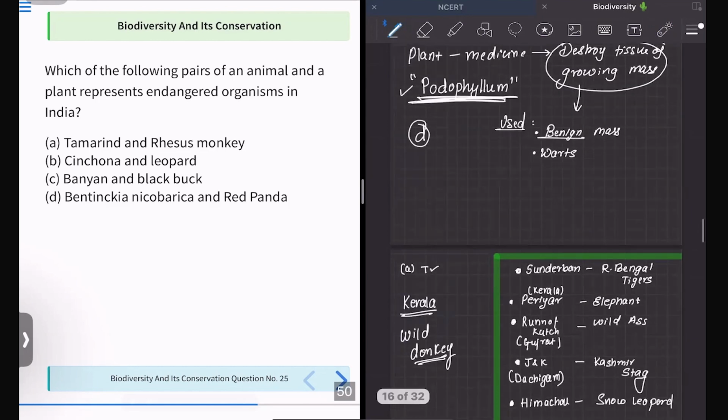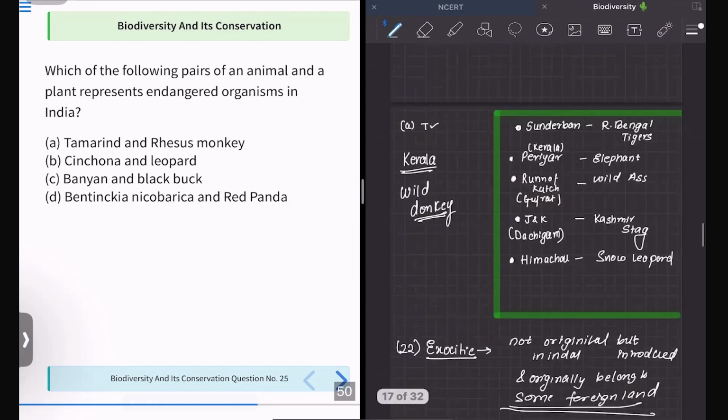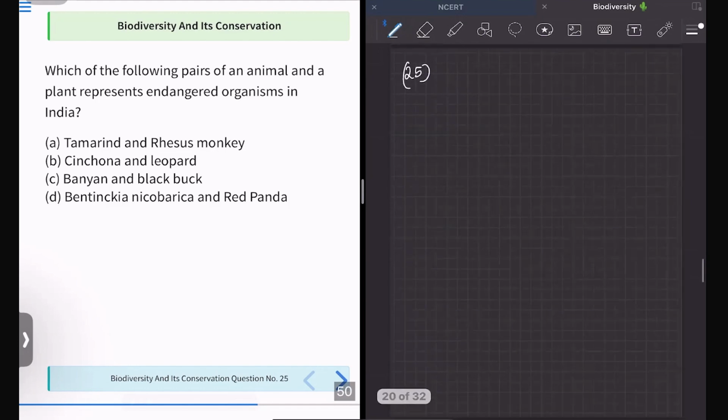We have seen an example of one plant, that is podophyllum. But in the question, if you see options A, B, C, D, there is nowhere podophyllum. There are some different examples, so there is no need to worry. I am there. Let us discuss each of the following, and I will tell you why option A is correct or not.